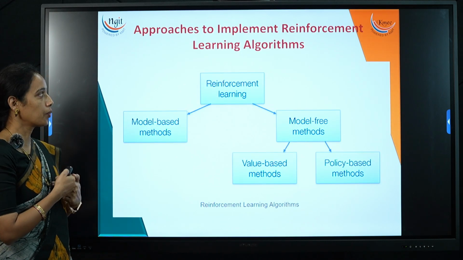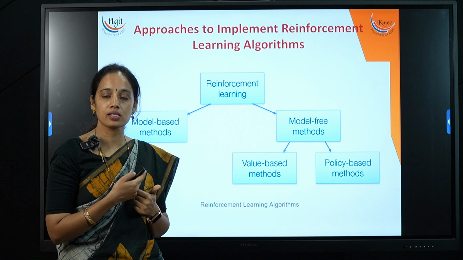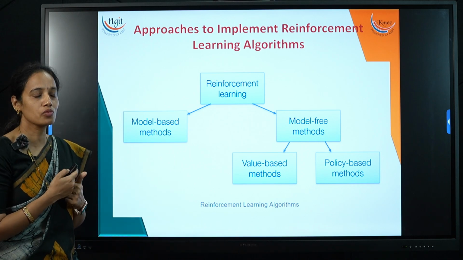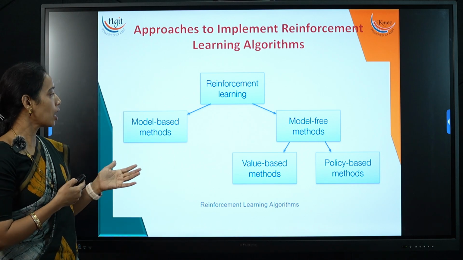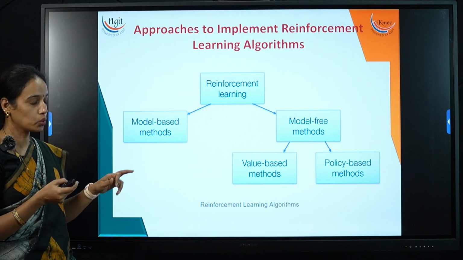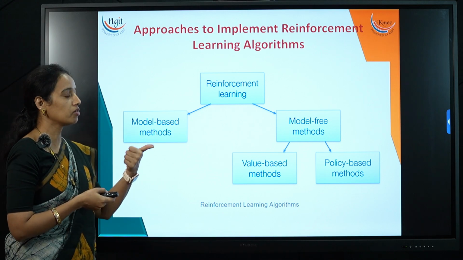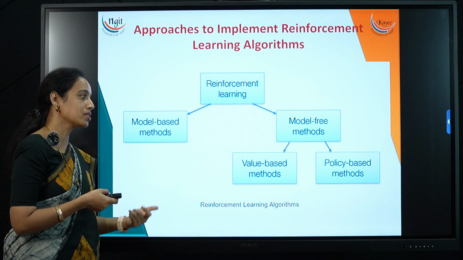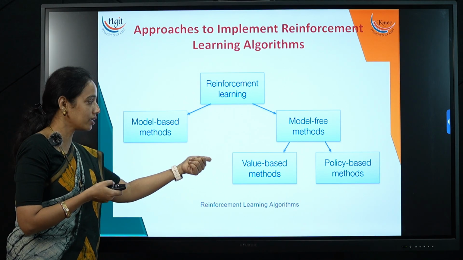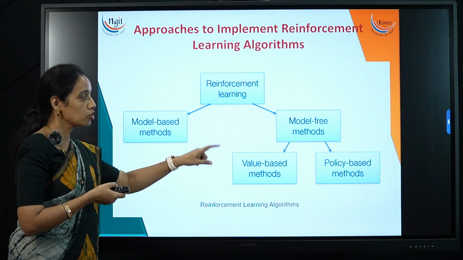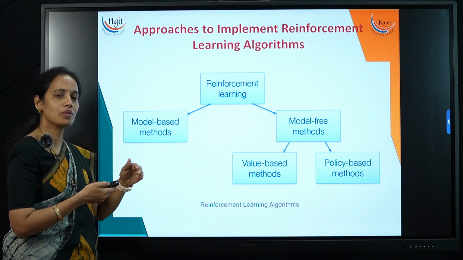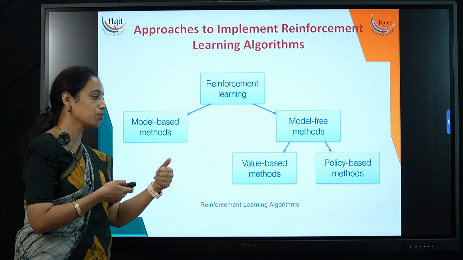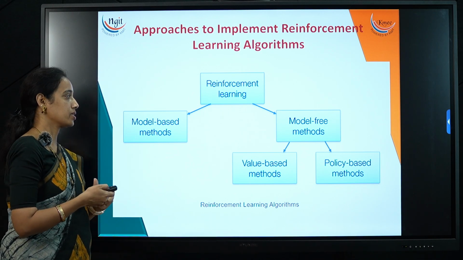Now, what are the approaches? When we want to implement reinforcement learning algorithms, we need some approaches. These approaches are divided into two types. One is model-based methods, the other is model-free methods. And in model-free methods we have value-based and policy-based. We have already seen the value function and policy, so those two come under model-free, meaning even without using any model, we can go with value-based and policy-based.